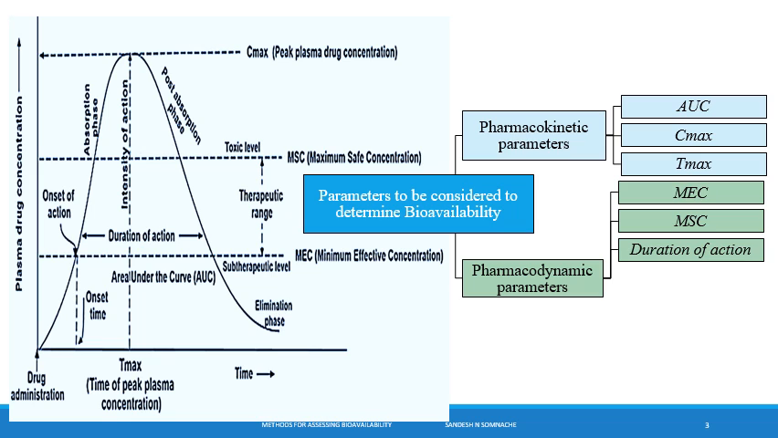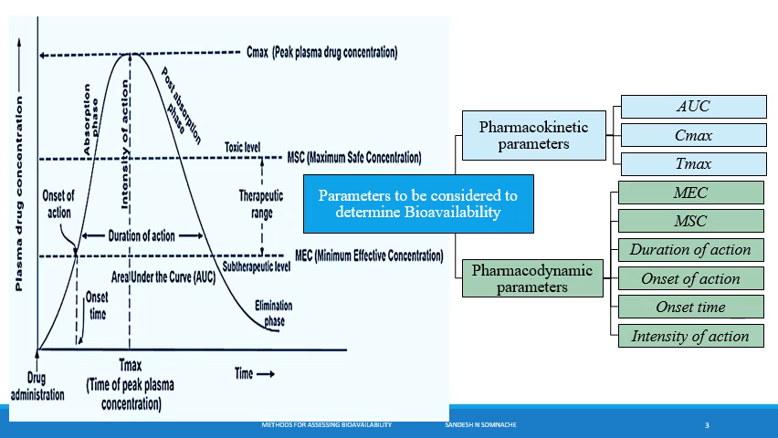Duration of action is the time duration in which the plasma drug concentration remains above the minimum inhibitory concentration. Then onset of action is the point at which the drug reaches the minimum inhibitory concentration, and the time for that we call onset time. Intensity of action is the maximum plasma drug concentration, and therapeutic range is the range between the minimum inhibitory concentration and the maximum safe concentration.